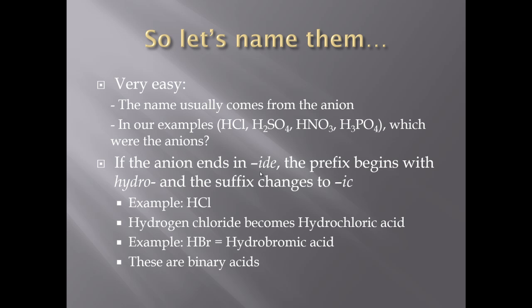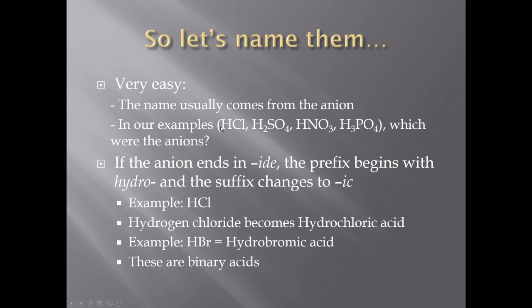So the name of the acid comes from the anion. Remember, this is the negative portion of our molecule or compound. I've got some examples here, from the other side: HCl, H2SO4. Which one is the anion? You have to think back to ionic bonding. Think of these like ionic bonds, and really they are.